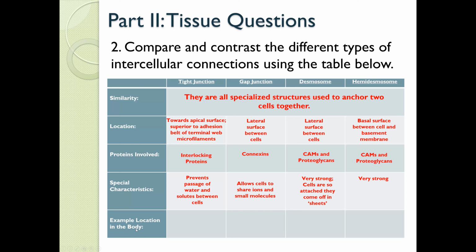An example location in the body. Tight junctions can be found lining the digestive tract. Gap junctions can be found in cardiac muscle cells, where they allow the cells to share ions back and forth. Desmosomes can be found in your skin, and hemidesmosomes can also be found in your skin.